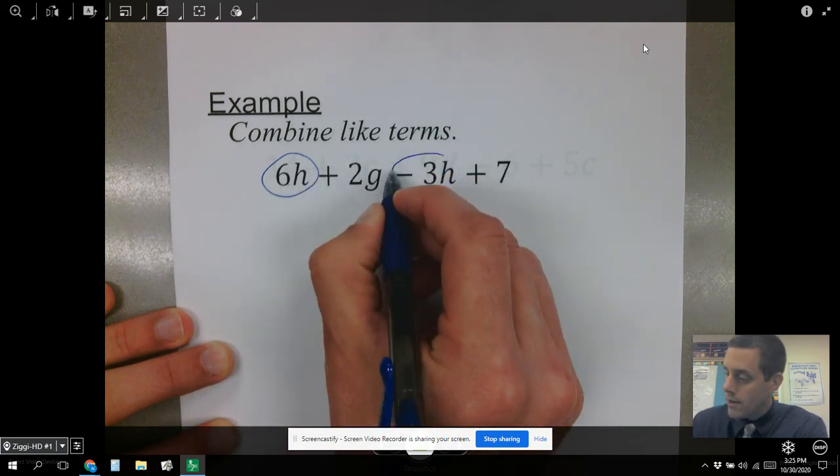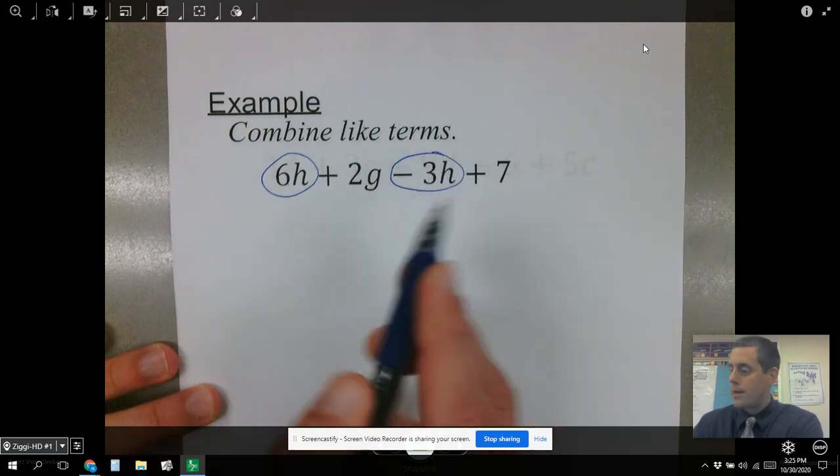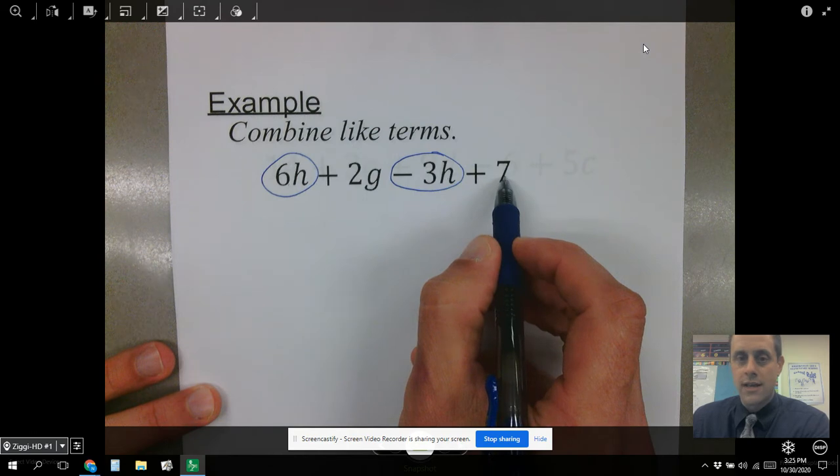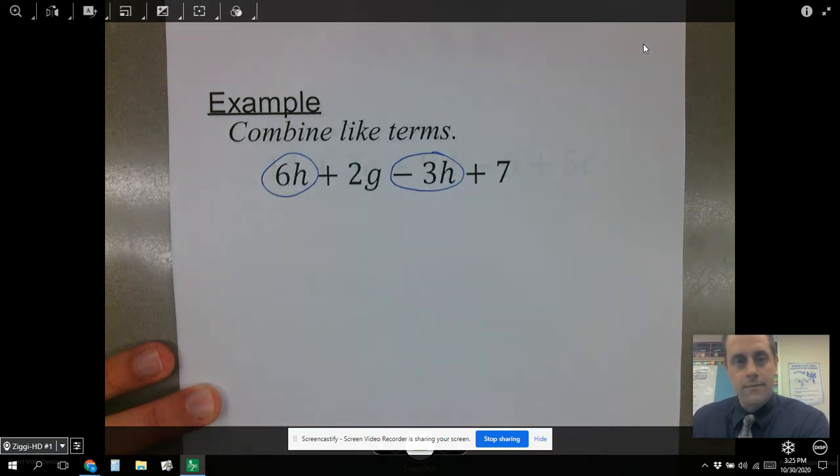When I mark the 3h, I'm going to grab that operation in front of it. In this case, it's subtraction. And then finally, we have plus 7, which is a constant. It is not like 6h or 3h.